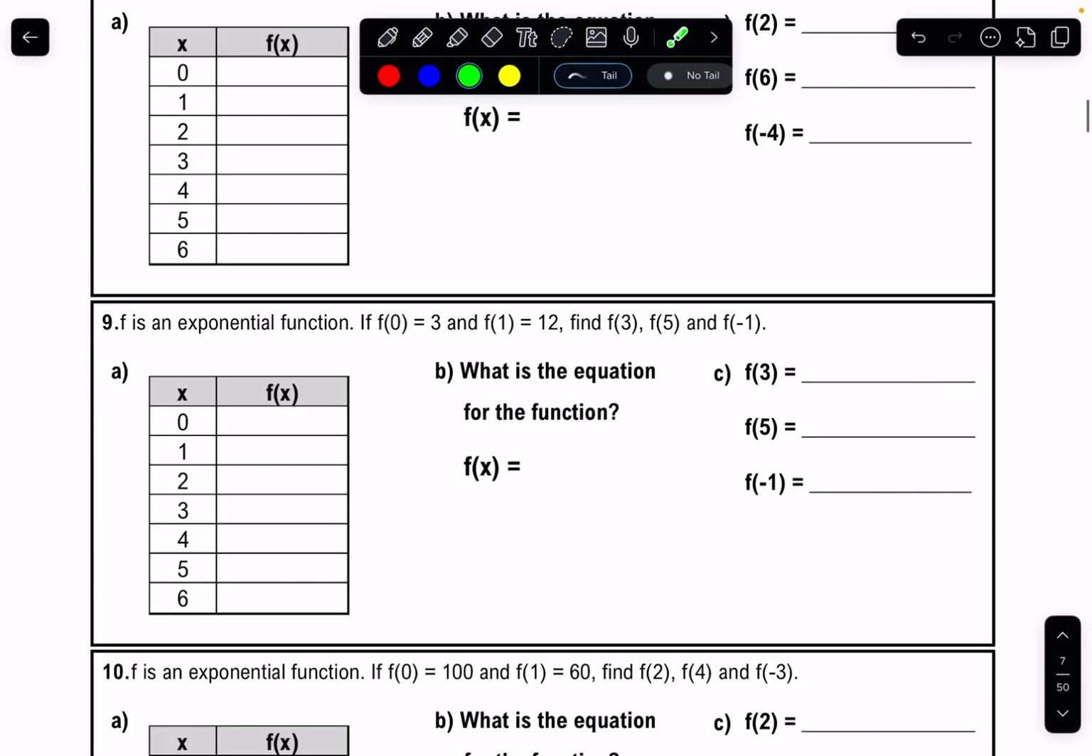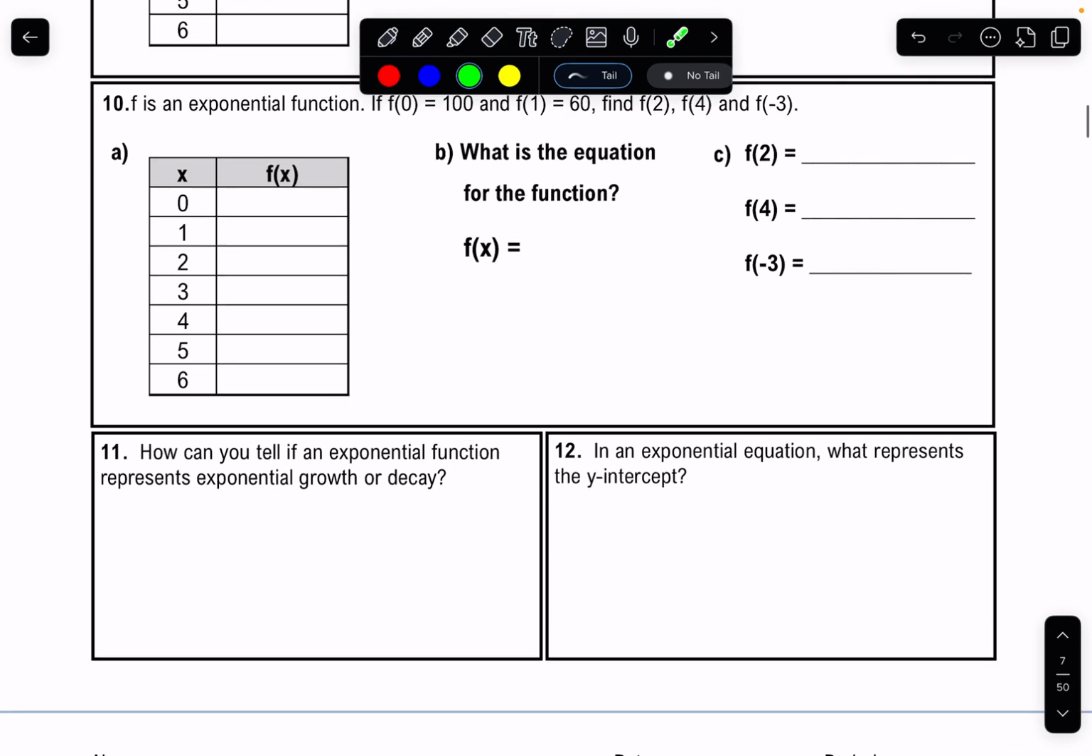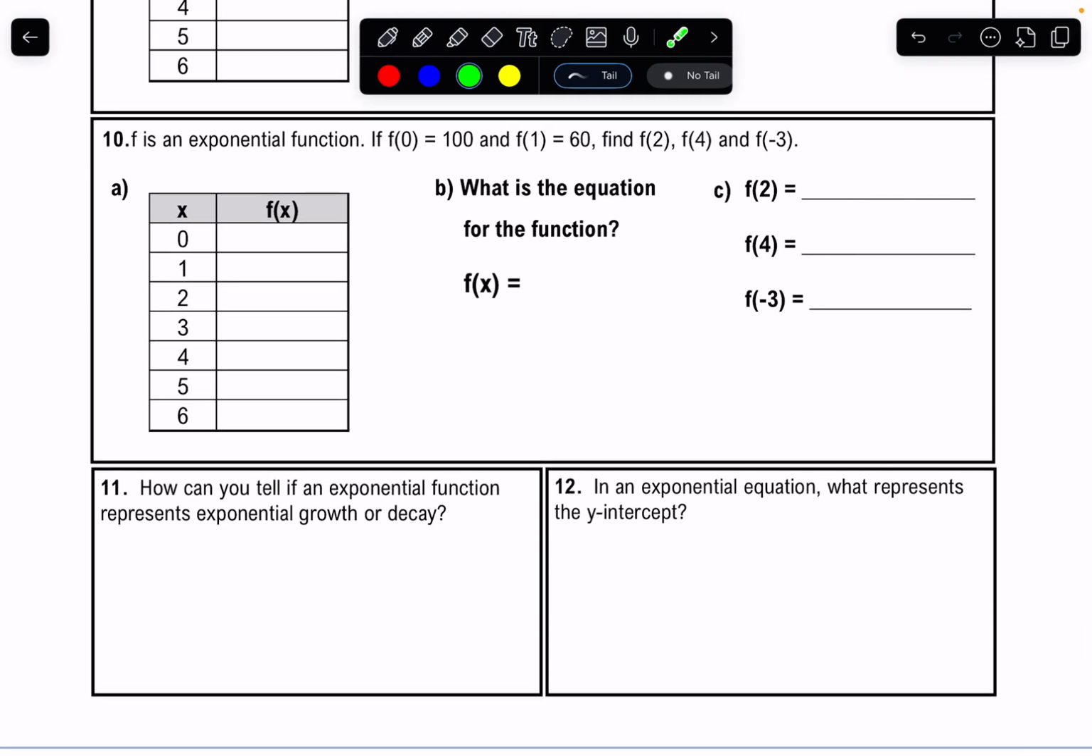Number 11 and number 12 is just making sure you listened to me today, and you can look back at your notes for that. So if you have any questions, feel free to email me.